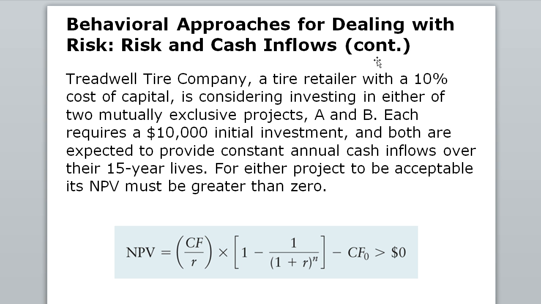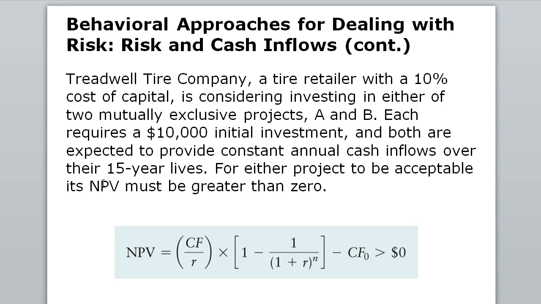Now, we remember this formula should look familiar below. So this is the net present value formula that we've used in previous chapters. So let's look at this example here. The Treadwell Tire Company, the tire retailer with a 10% cost of capital, is considering investing in 2 mutually exclusive projects. Remember, mutually exclusive means we're going to pick one or the other, but we can't pick both. So each requires a $10,000 initial investment, and both are expected to provide constant annual cash flows over the next 15 years of their life.